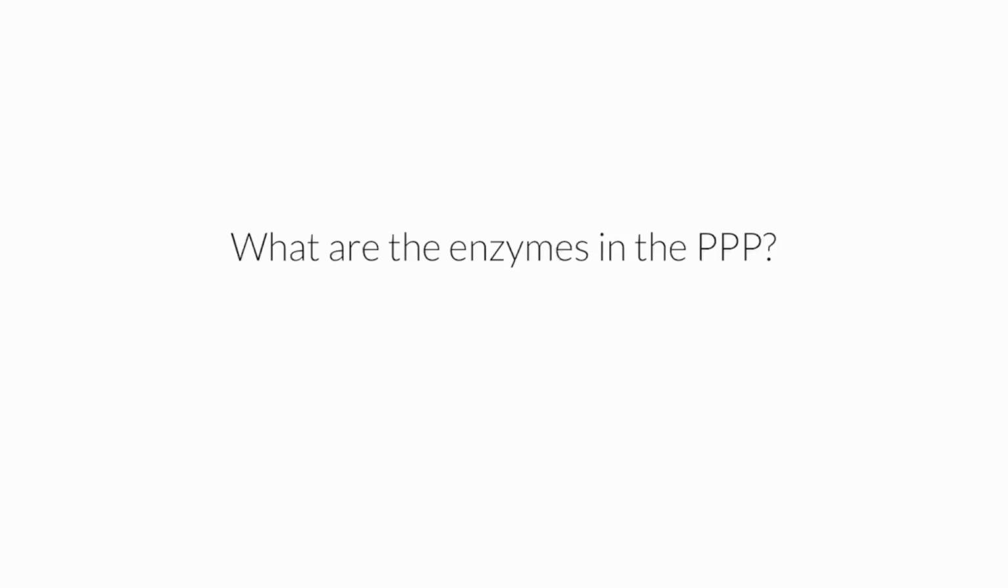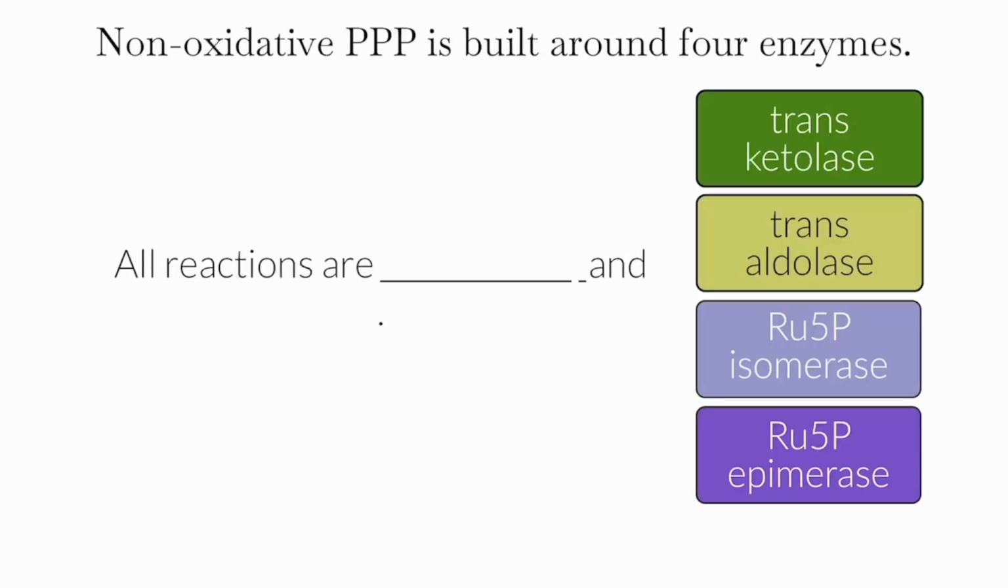All right, what are the enzymes in the PPP? It turns out non-oxidative PPP is built around 4 different enzymes: transketolase, transaldolase, Ru5P isomerase, and Ru5P epimerase. So there's just 4 enzymes, and all of these reactions are fast and reversible. So when these enzymes are present, they're going to equilibrate effectively. The left and right side of each reaction equilibrate so fast that when we look in a cell at steady state, that reaction will effectively be at equilibrium.